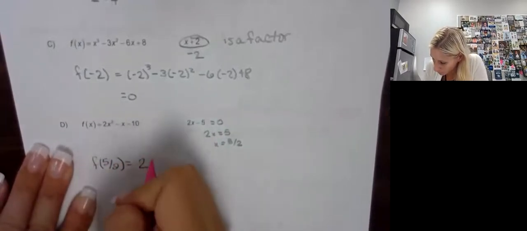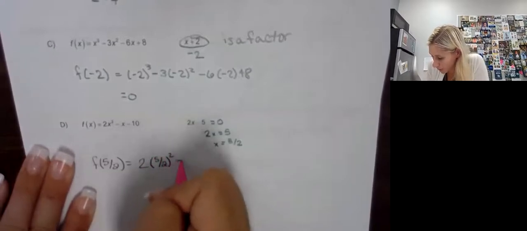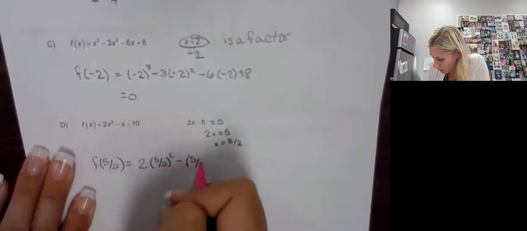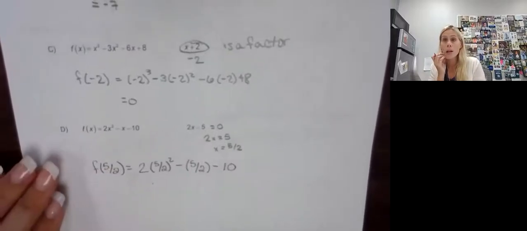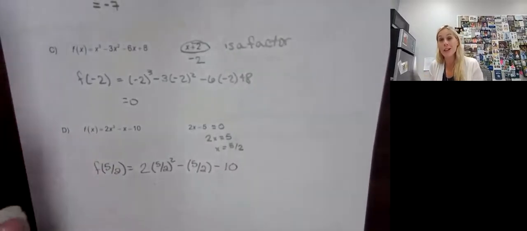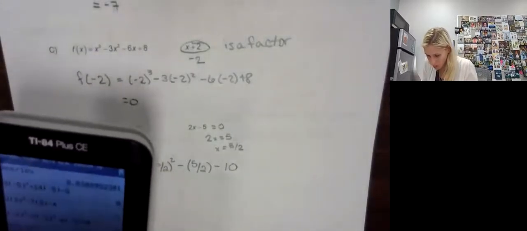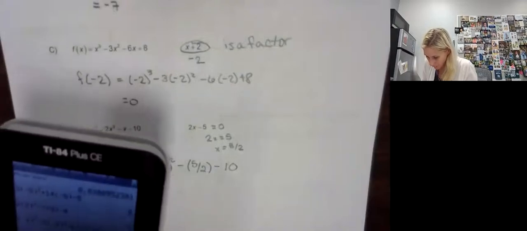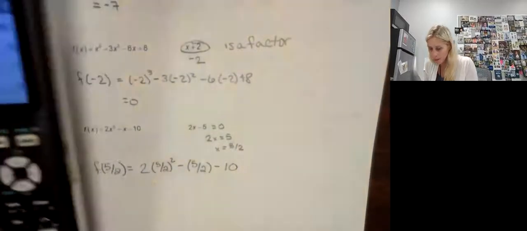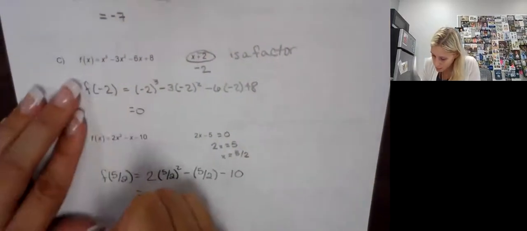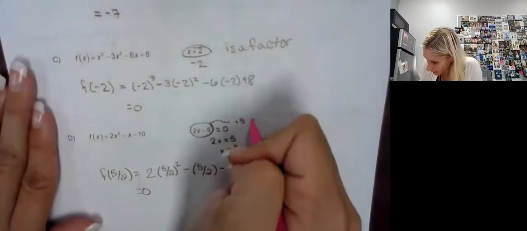to this polynomial. Those of you who I'm okay with using your calculators, lucky for you, just write it out and then type it in your calculator. Those of you who want to challenge yourself, try to do this numerically without a calculator and see if you remember all your tricks with your fractions. So 2 times 5 divided by 2 squared minus 5 divided by 2 minus 10. You see that? Okay, equals 0. So what do you know? 2x minus 5 is a factor.